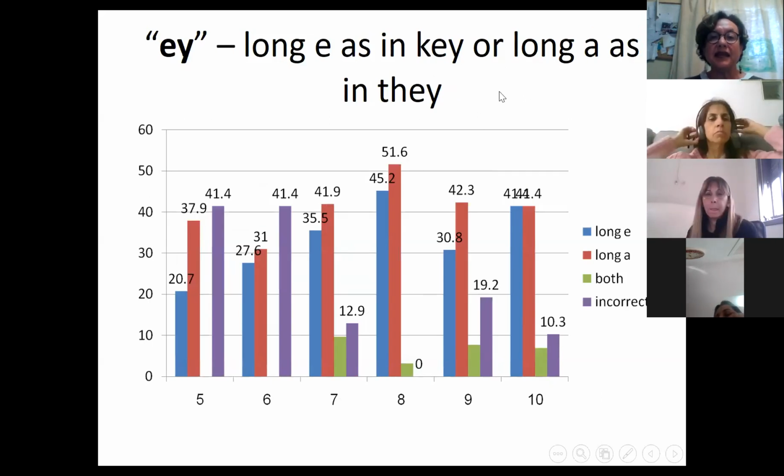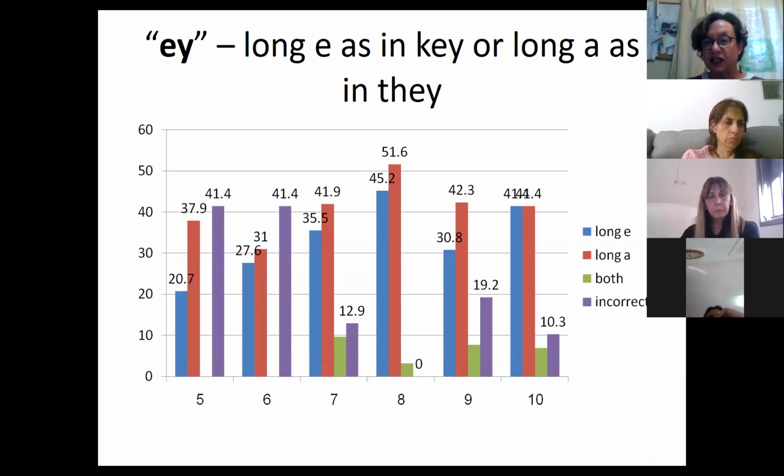EY, making the long E sound, as in key or jersey or money or monkey, and the A sound, as in they, okay? Now, actually, there are very few words with EY that make the A sound, but because they is such a frequent word, very often when you show it to them, they'll say A and not E, okay?